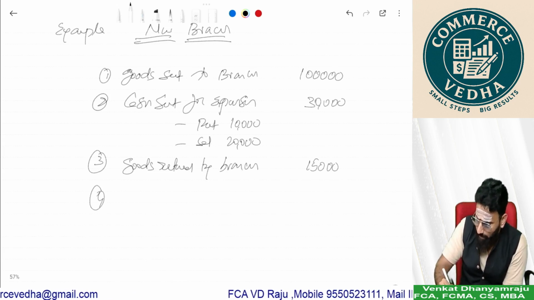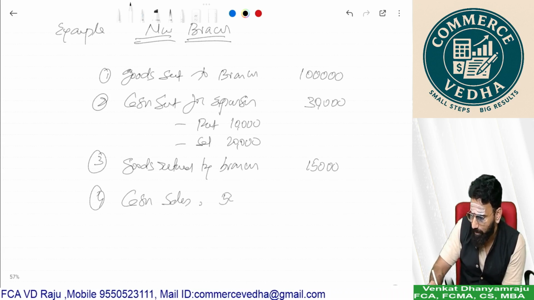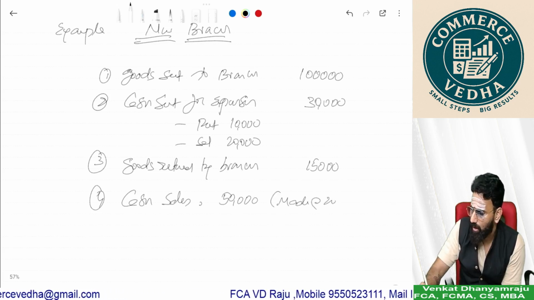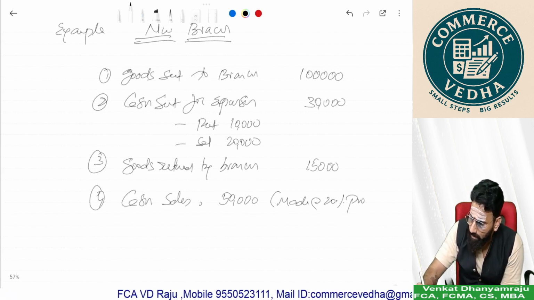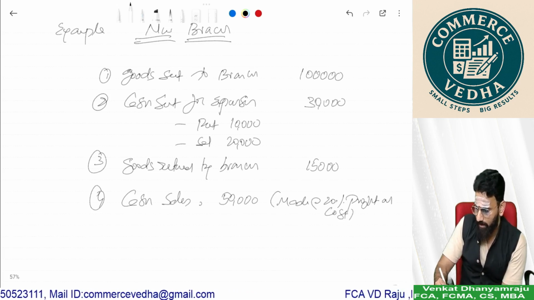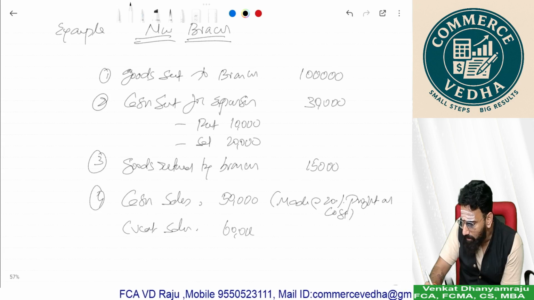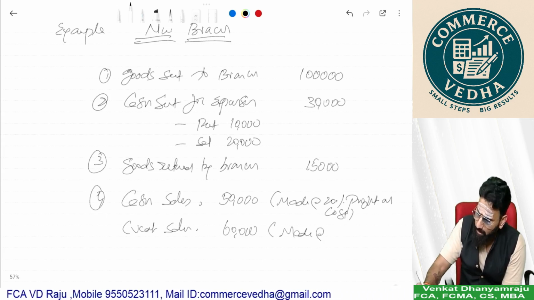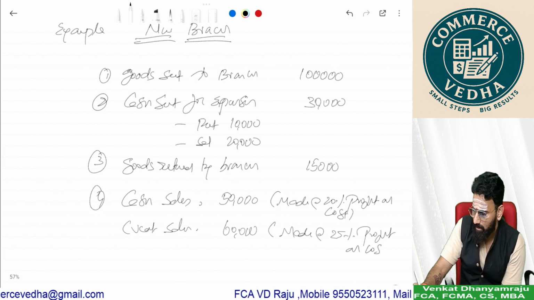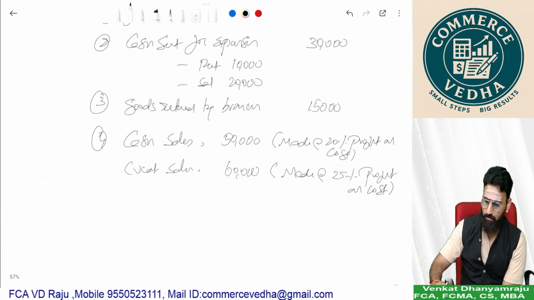And then 4, cash sales 50,000 at branch, made at 20% profit on cost. Credit sales 60,000, made at 25% profit on cost. So 2 types of sales made by the branch, right?